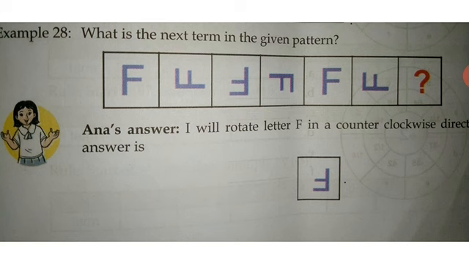Next is example 28. What is the next term given in the pattern? As you can see, this one is moving counterclockwise. From vertical, then left side, down, then right. Vertical, left side, down, right, vertical, left side, then down.